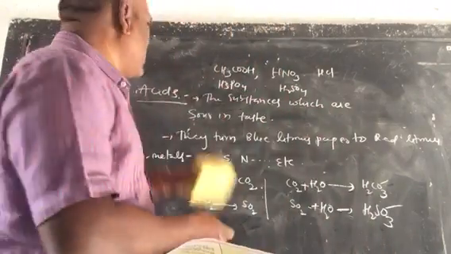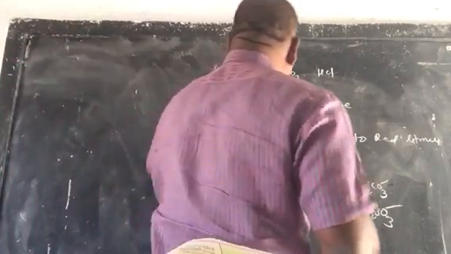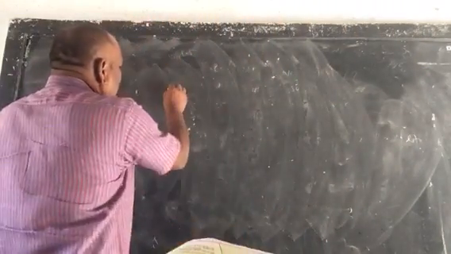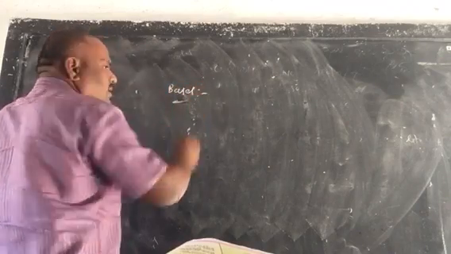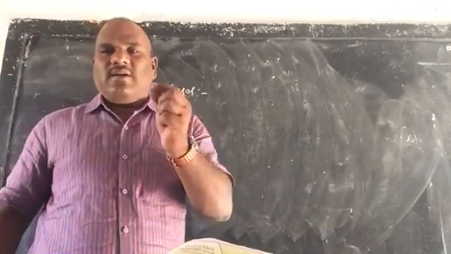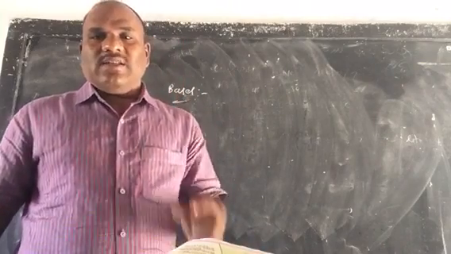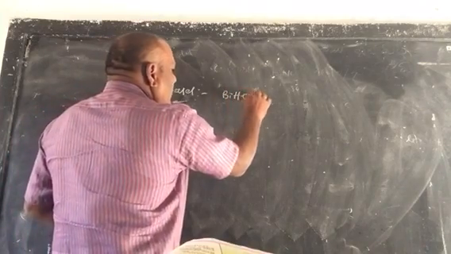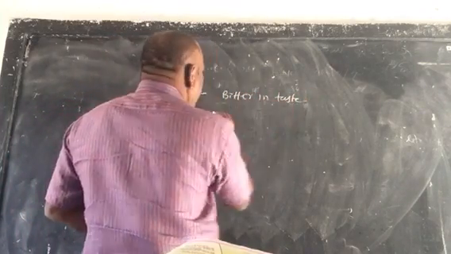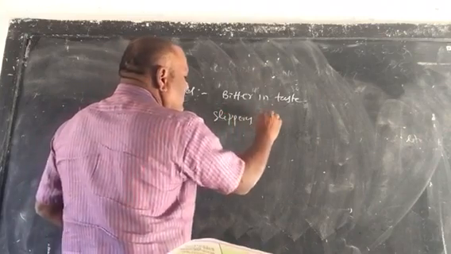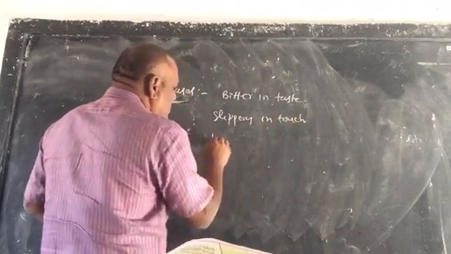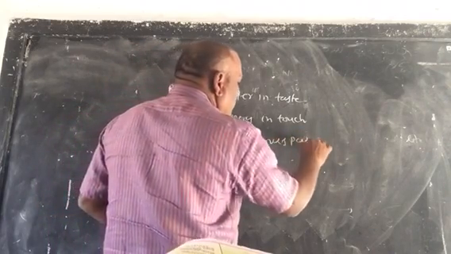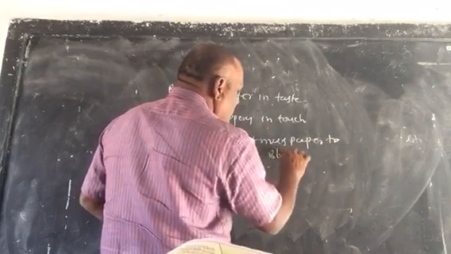Now let us see bases. What are bases and how are bases formed? Children, bases are the substances which are bitter in taste and slippery in touch, and they change red litmus paper to blue litmus paper.